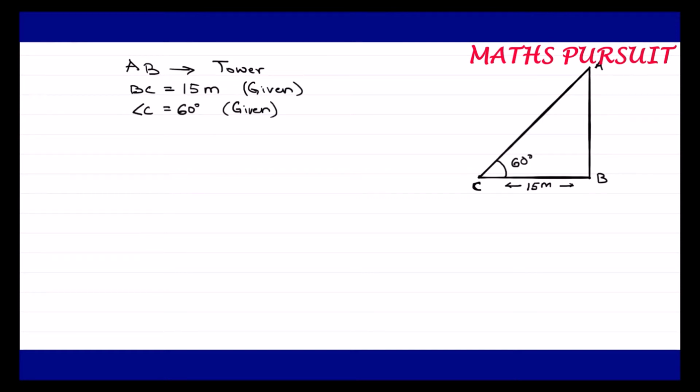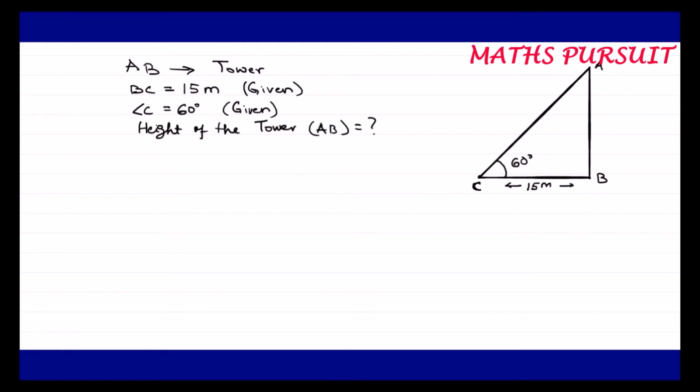Now what is being asked? Find the height of the tower. Our AB is the tower, so we need to find the height of the tower. Height of the tower, our tower is AB, that is equal to how much? We are going to find out. So this question is as simple as this. Once you draw the figure, it becomes very easy to work out this type of question.